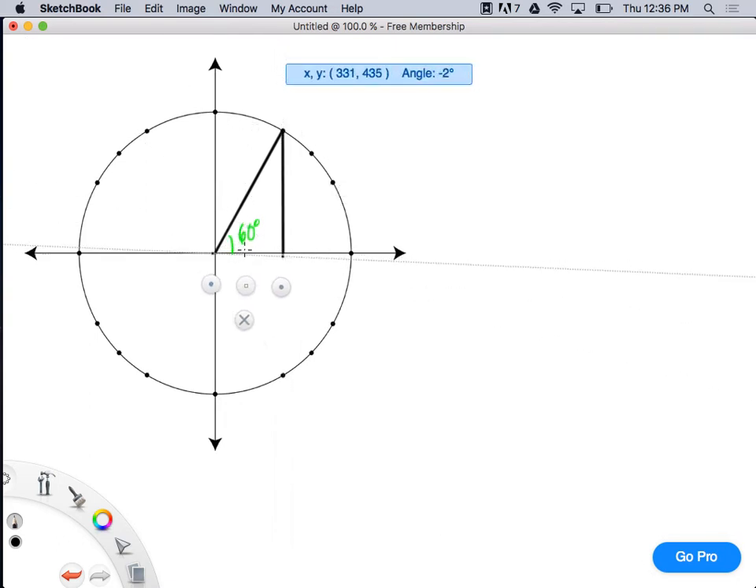And then to finish it off, you just go ahead and connect the two sides. So you should have a third triangle.